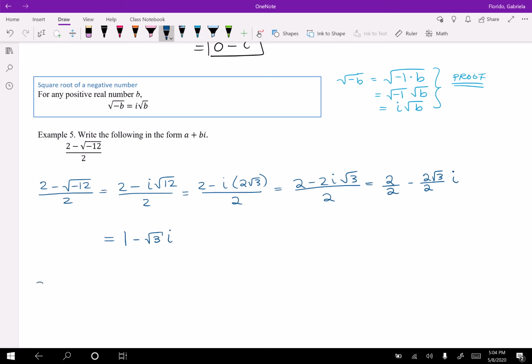So now 2 minus the square root of negative 12 all over 2 has simplified to 1 minus the square root of 3 i. Again, sometimes you have the i in front of the radical or behind it. Just make sure that you can tell that it's not actually inside the radical.